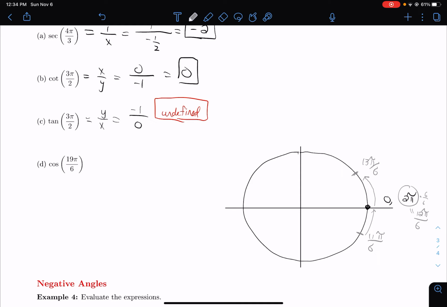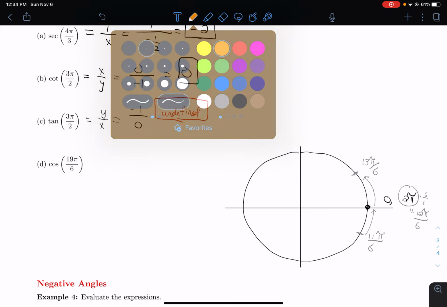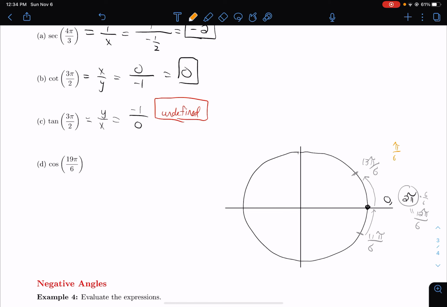In my unit circle, that was at the same spot as pi over 6. Pi over 6 was at the same spot as 13 pi over 6. So it's not that they're the same angle. They're definitely not the same number, pi over 6 and 13 pi over 6. They just happen to be in the same spot on the unit circle.